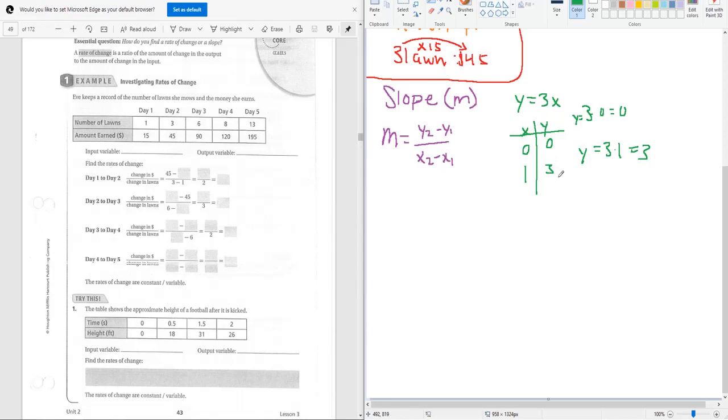Turn these into ordered pairs, and then draw them on a graph. So (0, 0) and (1, 3), and then draw a line through them and label it. You could label before, but as long as you label at some point. So that's how you were to graph it.